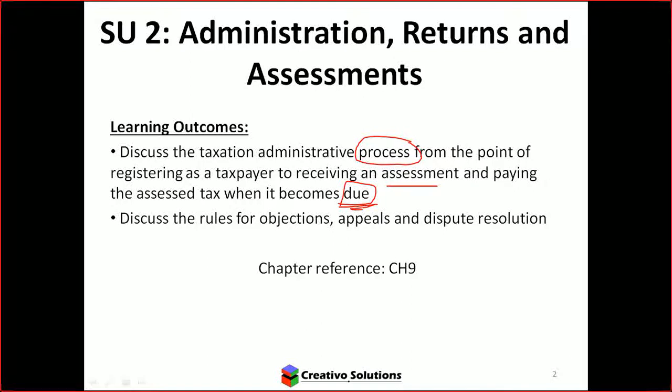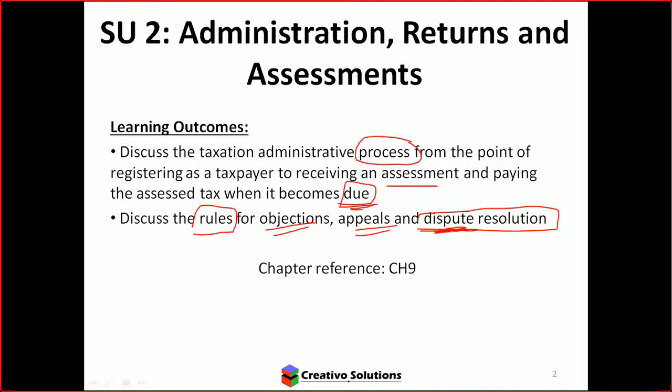What is the scope? And then there's obviously rules around how do you object, how do you appeal, and what happens if you don't agree with the process. Well, there's always other routes that you can take to resolve the dispute. So that's what you're focusing on here in terms of the theory.